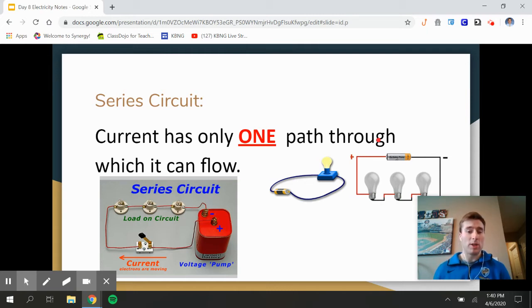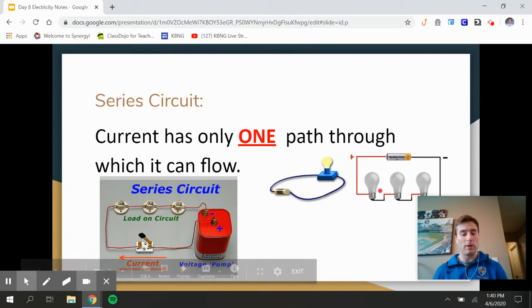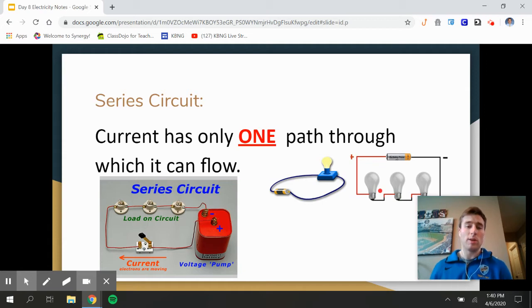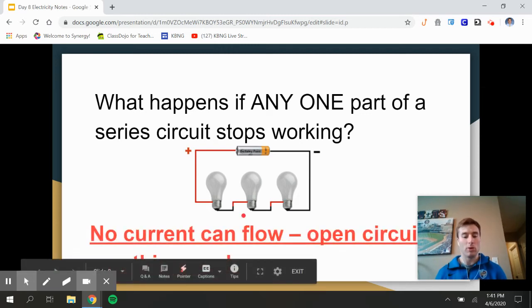And that means if there's something that's stopping it somewhere, let's say this light bulb burns out, we're going to stop the electron flow to the other ones. So what happens to one happens to all in a series circuit. If you have a bunch of lights in series, like old Christmas lights, if one goes out, they all go out. So again, if one of them stops working, they all stop working. No flow can go through because that actually opens up the circuit.